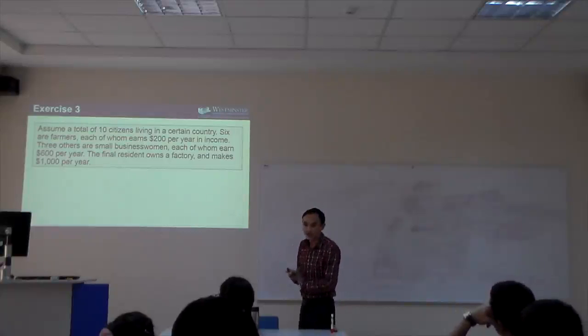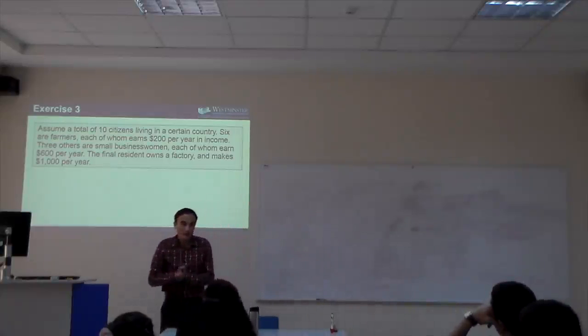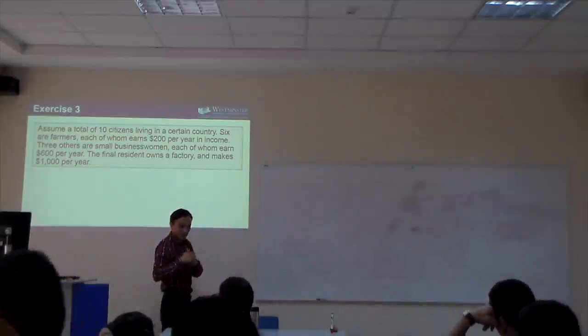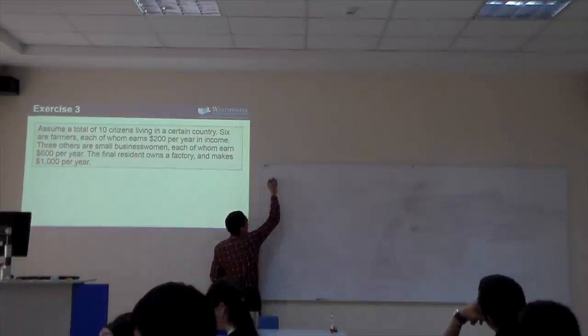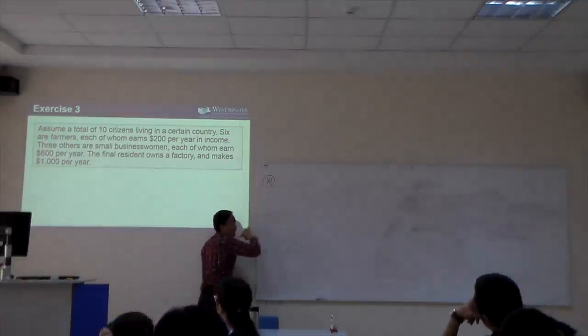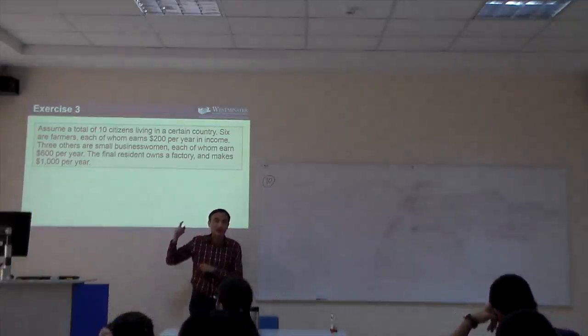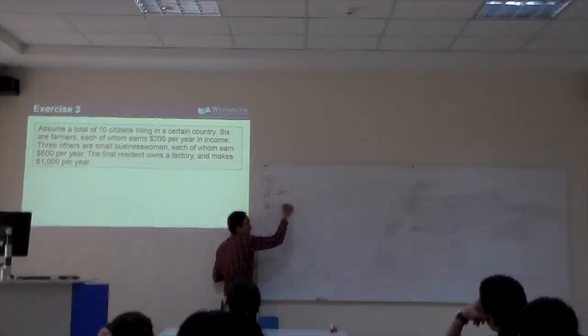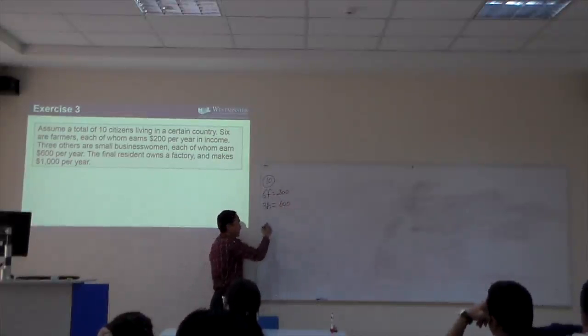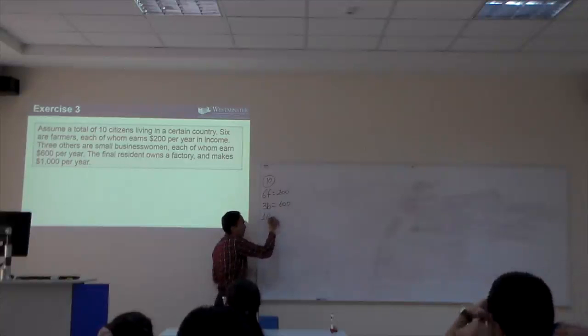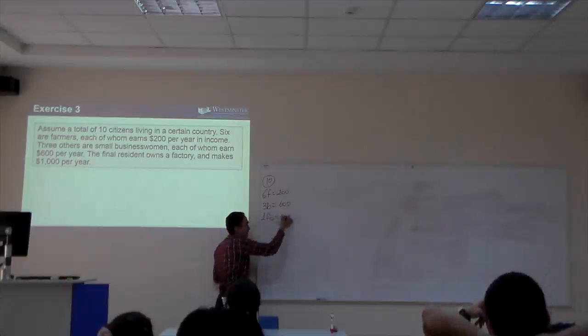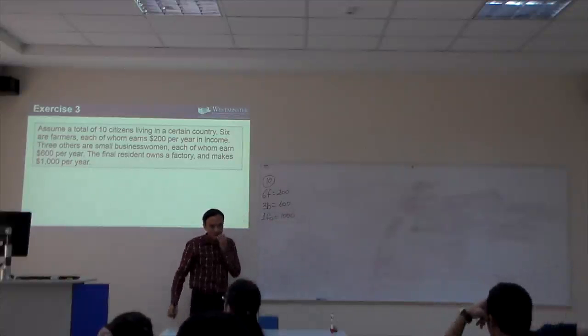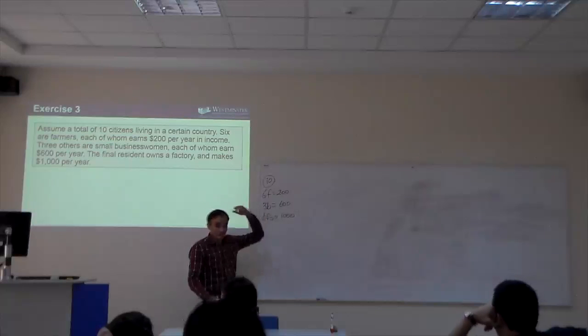Okay. Again, now we are considering a country where 10 people reside. There are 10 people living in this country, and now what is given for us? Their incomes. There are 6 farmers whose incomes are $200, 3 business ladies whose incomes are $600, and there is one factory owner whose income is the greatest, which is $1,000. So we have only this data given.